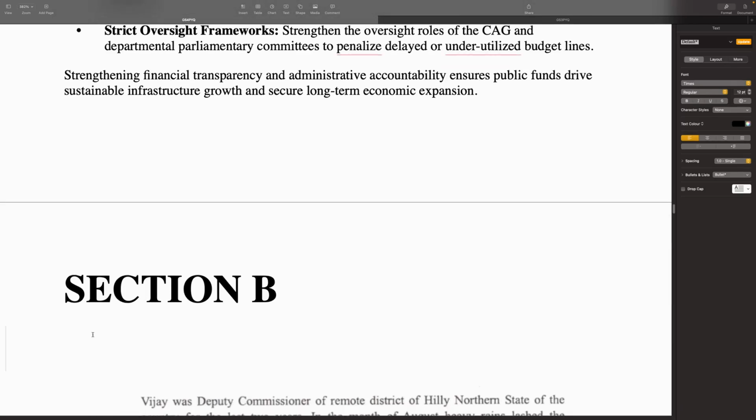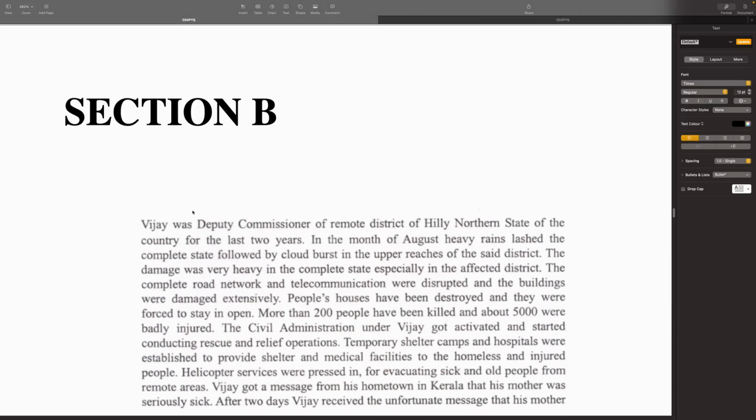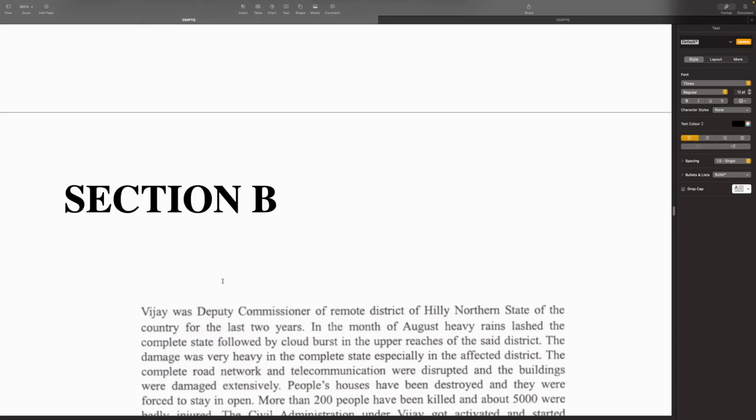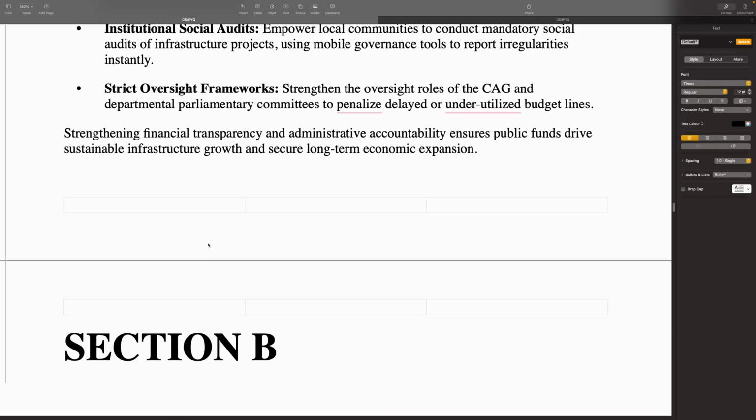Okay, so this is section B, which is case study, and I am not going to discuss this today. I will do it in the next video, that is tomorrow mostly. Now let's start with the essay.